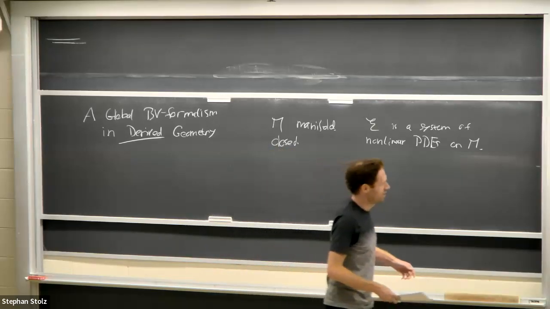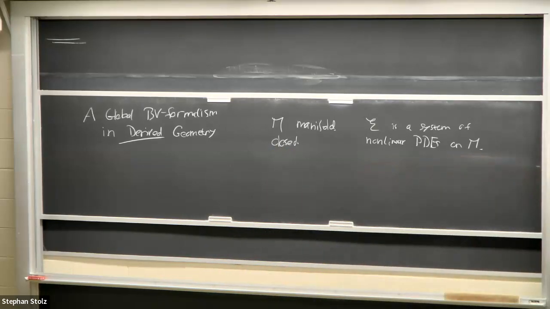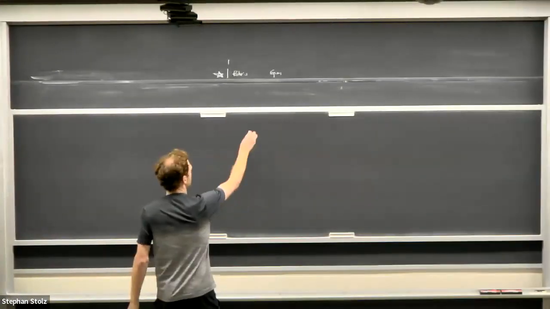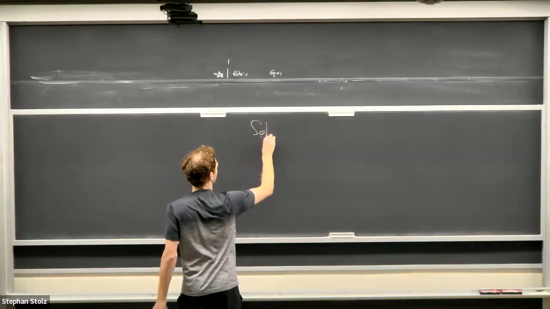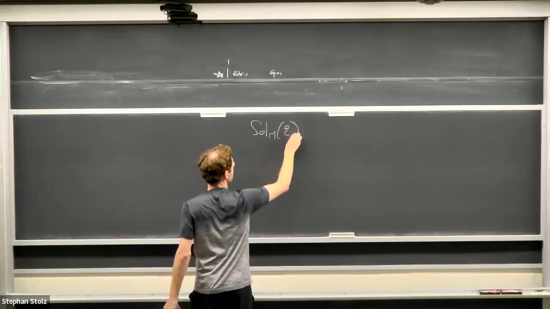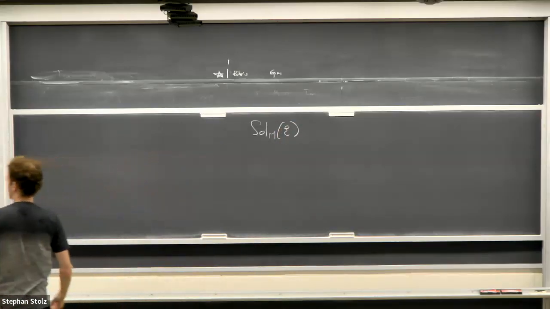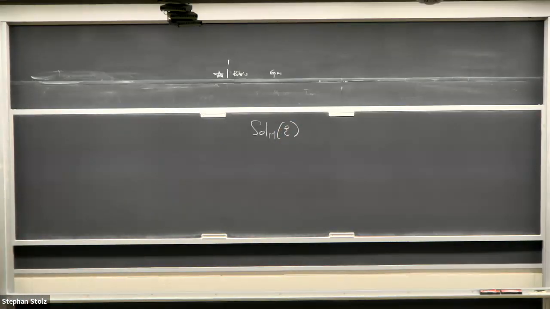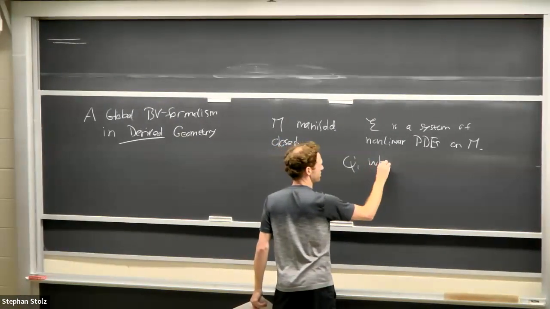And I want to talk about this morning, this hour, about this object, the moduli space of solutions of E. So the question I want to ask is, what kind of mathematical object is this?